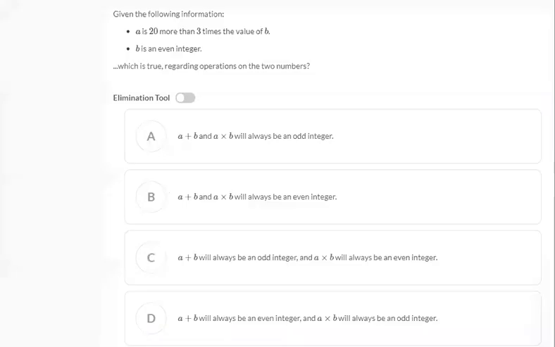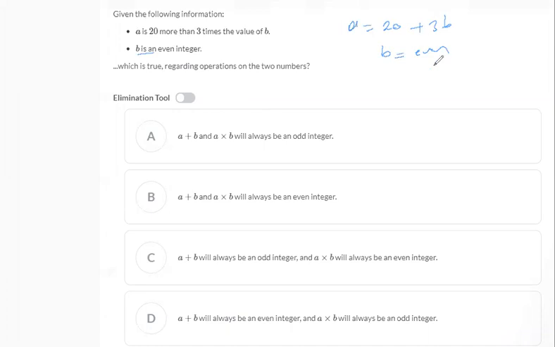So first of all, again, I will say we can use the plugin technique right here because we are basically given some of the information about A and B. So it says A is equal to 20 more than 3 times B. So that's going to be A, and B is given as even. And then if that's the case, which one is going to be true from the given choices?